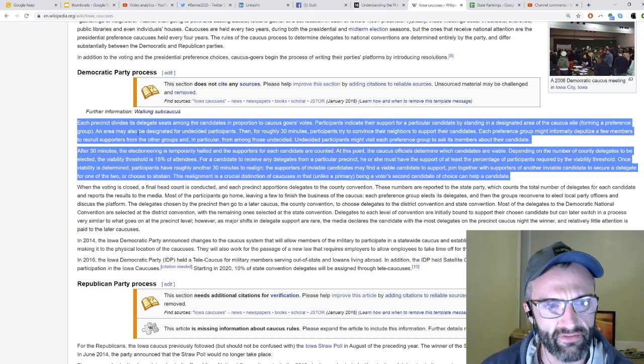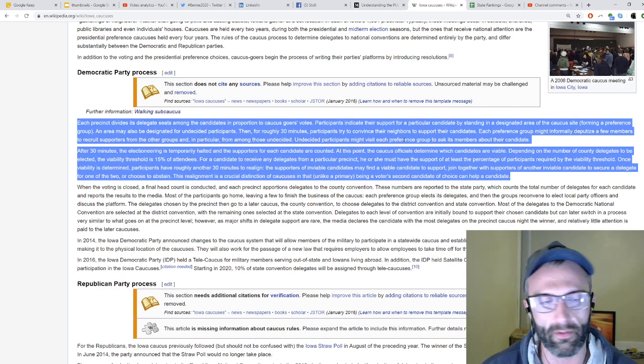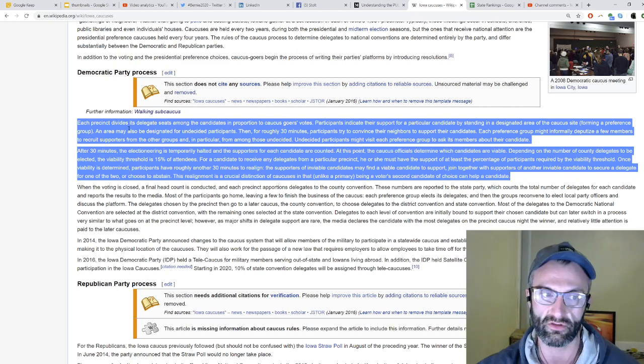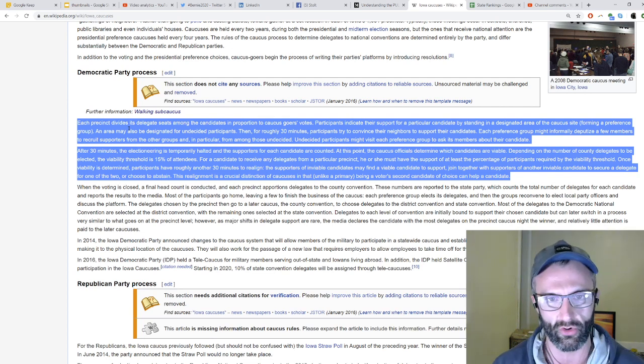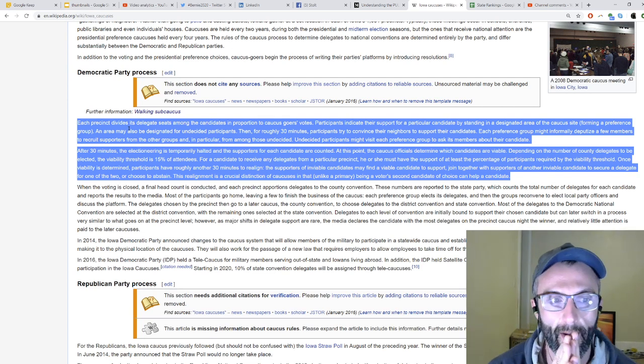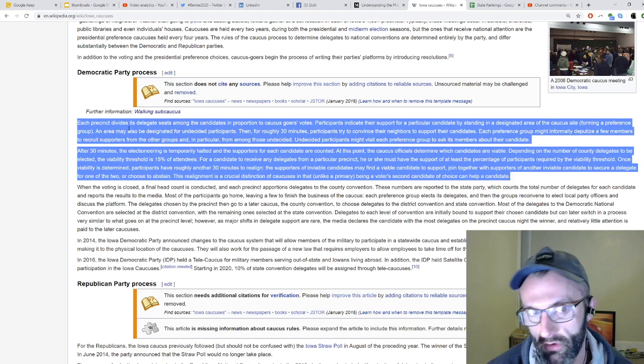Each precinct divides its delegate seats among the candidates in proportion to caucus goers' votes. Participants indicate their support for a particular candidate by standing in a designated area of the caucus site, forming a preference group. So we just go hold hands and sing Kumbaya, I think is where we're at in the story, but there's still more to go. An area may also be designated for undecided participants. Cool, we're including everybody.